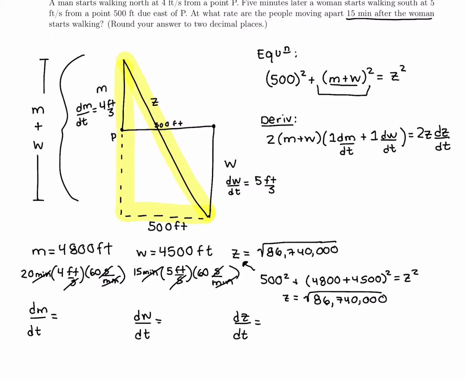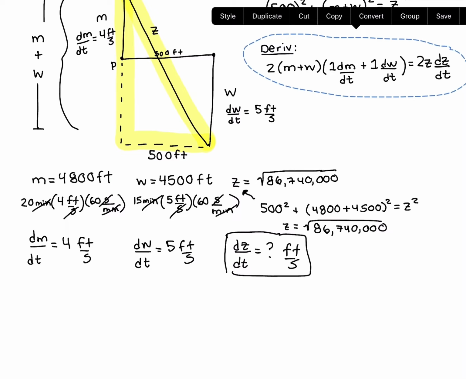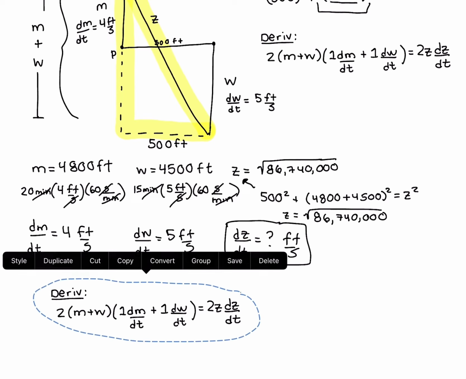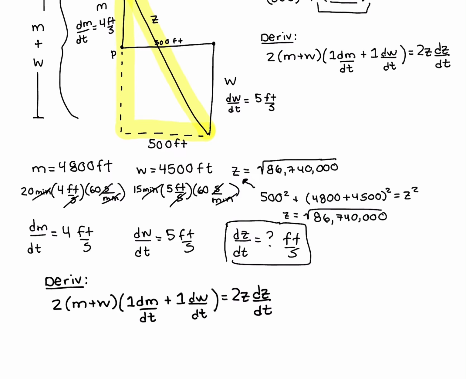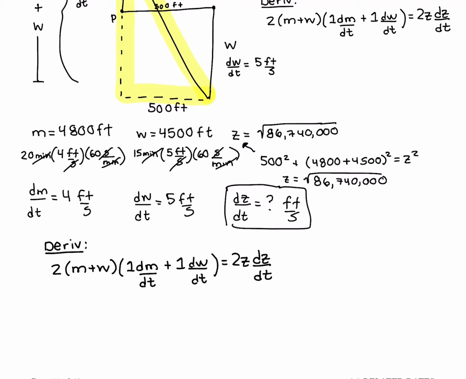We know how fast the man is going is 4 feet per second. The woman is going 5 feet per second. And we're going to figure out how the distance between them is changing, and that's going to also be in feet per second. So let's go into that derivative, and now we can plug in everything except for dz/dt, what we're solving for. Let's plug in all of the pieces that we know.